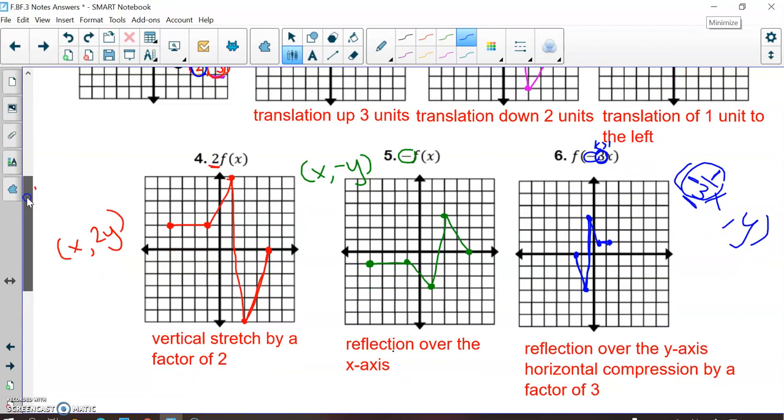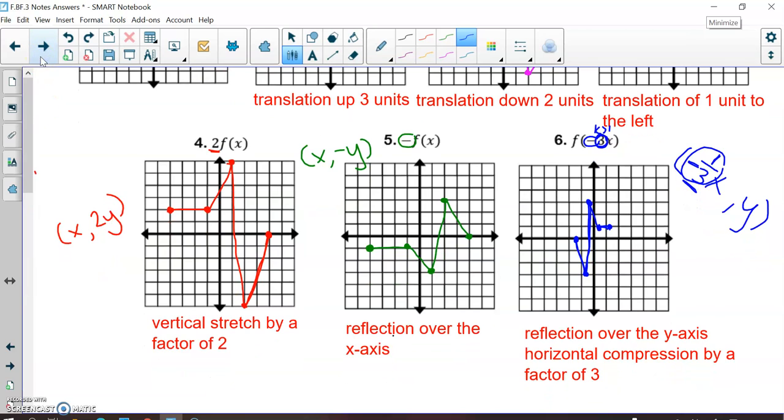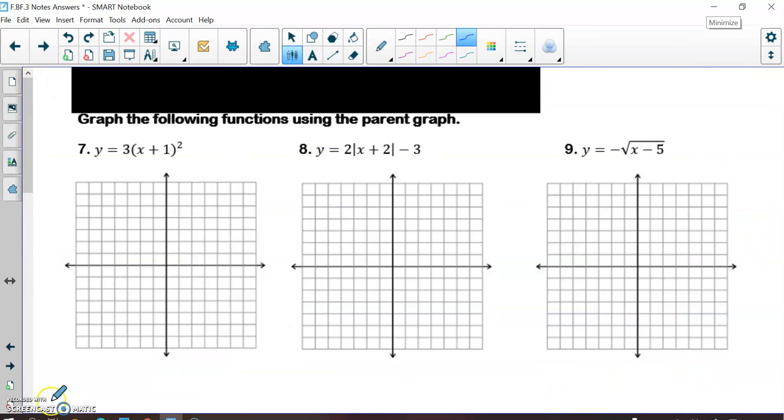My graph got smushed together horizontally. All right, so I am going to have to continue the next part of the level 4 in the next video. So please pay attention to the next video for the rest of this lesson.